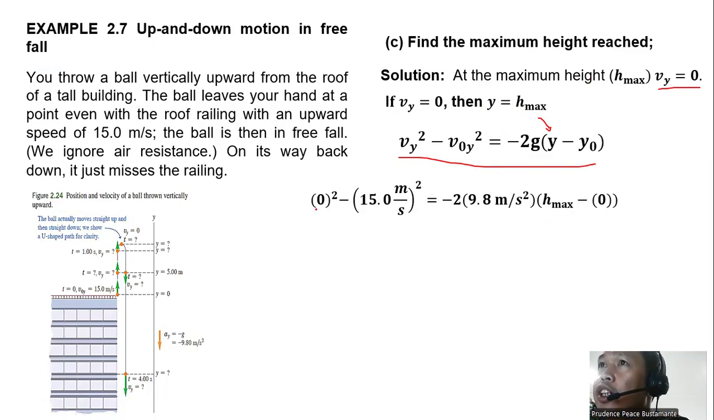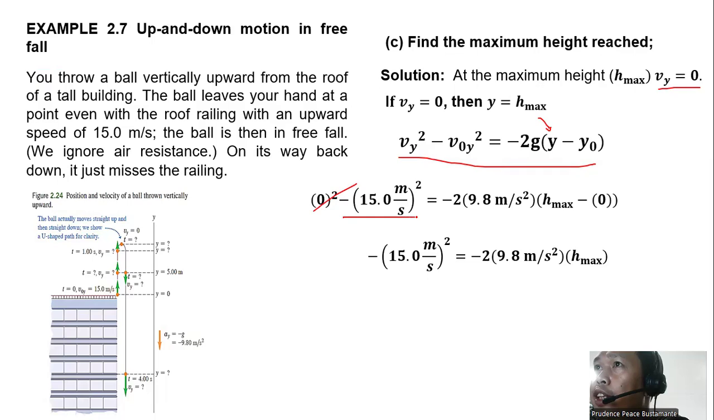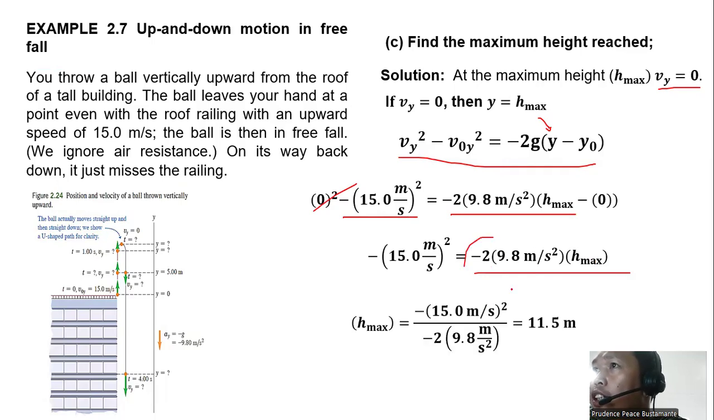Okay. So if this is 0, then your y becomes the maximum height. So on the left hand side, we're left with this, and we are left with this on the right hand side. So divide both sides by this term. Your h max is this term divided by this term, 2 times 9.8, so we have 11.5 meters. So our maximum height is 11.5 meters.